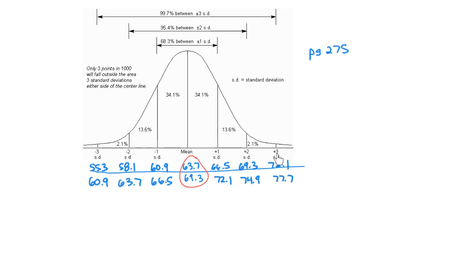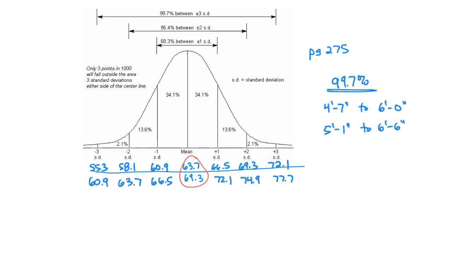And then we can see out here, this is just over 6 feet tall. So if an American woman is 72.1 inches, which is just over 6 feet, they would be 3 standard deviations above the mean. And for an American man, 77.7, so again 72 inches is 6 feet, so it'd be just under 6'6", right? It would be 3 standard deviations above the mean.